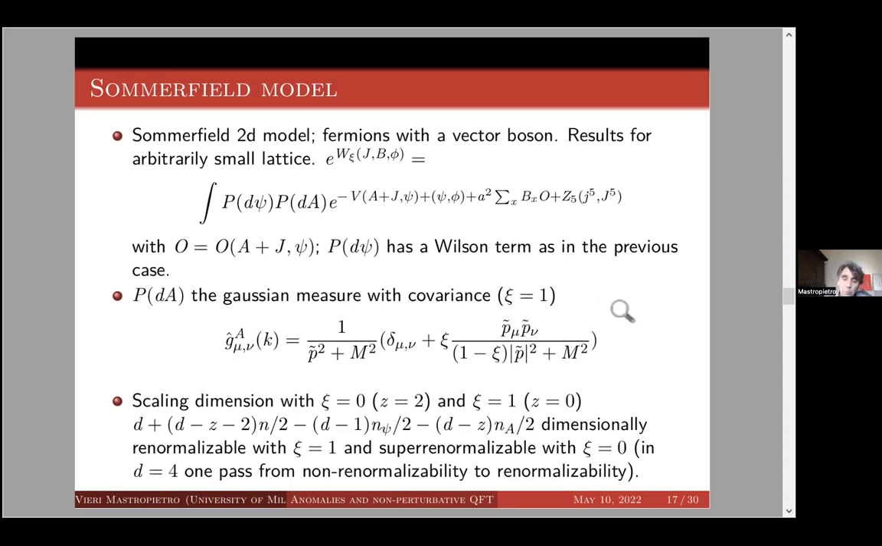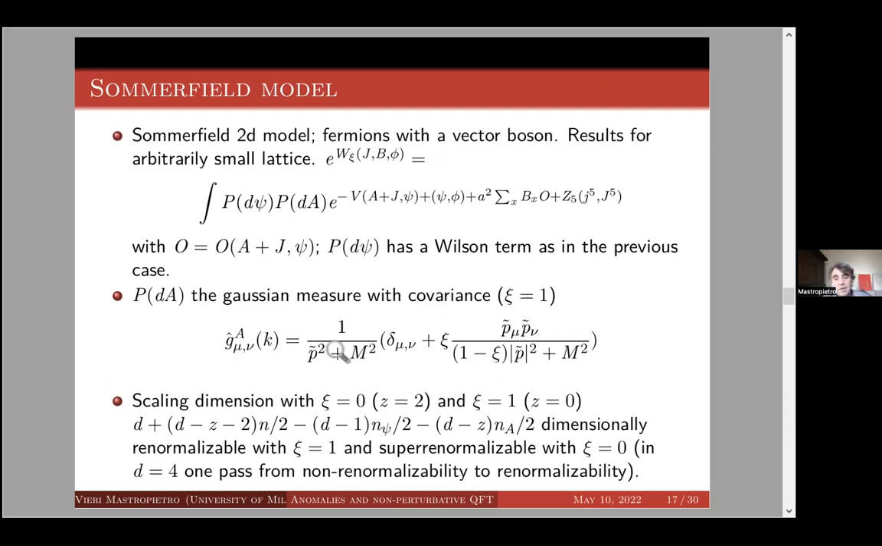If you don't put this term, then the theory is super-renormalizable. If instead you put this term, dimensionally it is just renormalizable. Just for utility, I write the scaling dimension. You see, in two dimensions, psi equal to zero is zeta equal to this form. This is exactly the analog of four dimensions. If you add the mass, you go from a renormalizable to a non-renormalizable theory. That would be very difficult. Let me consider a case in which you pass from a super-renormalizable to a renormalizable theory by adding the mass.